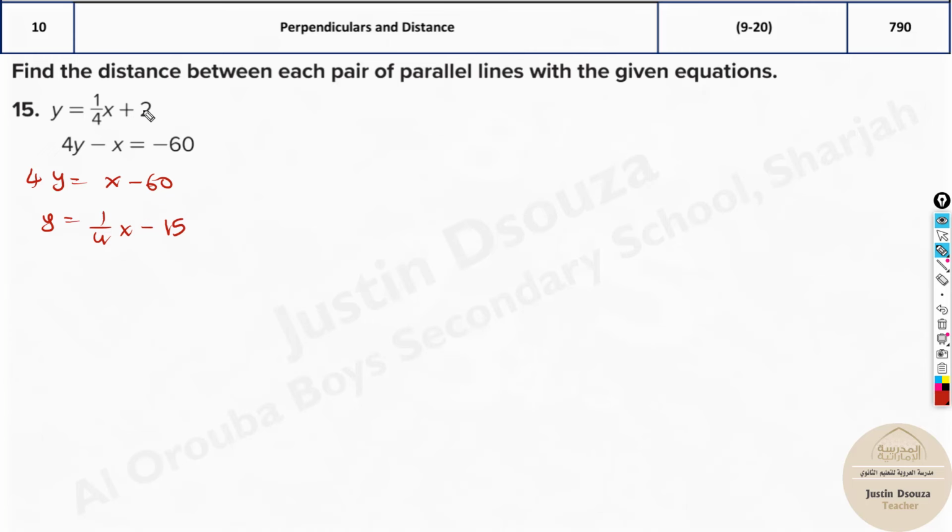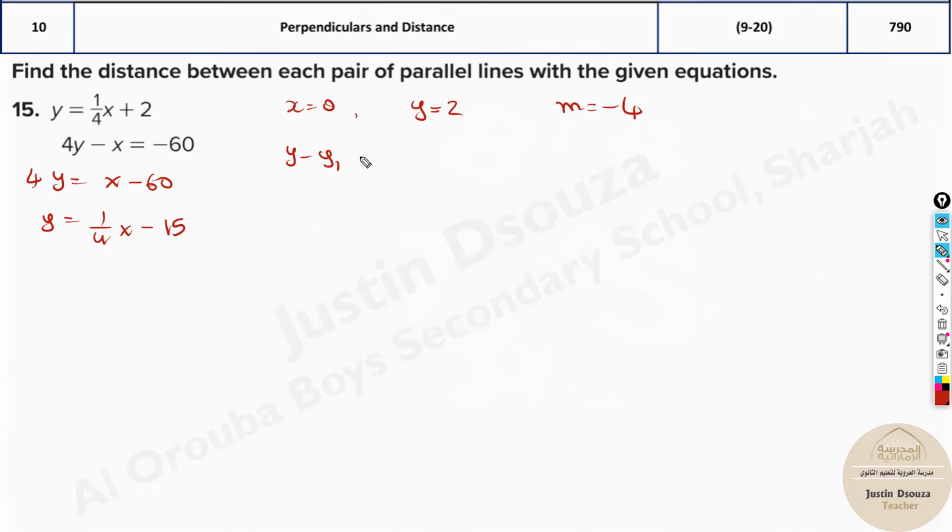And now these are the two equations. They are parallel lines. First one over here, take x equal to 0. What is y? If x is 0, this is gone, y is 2. And the slope of the perpendicular line is m equals negative reciprocal, negative 4. So I'll find the equation of the perpendicular line now.